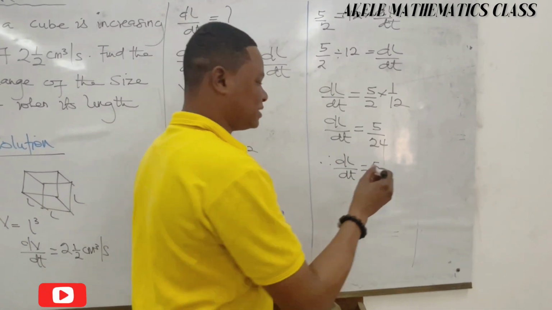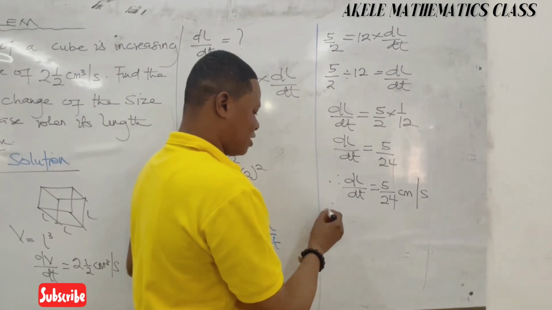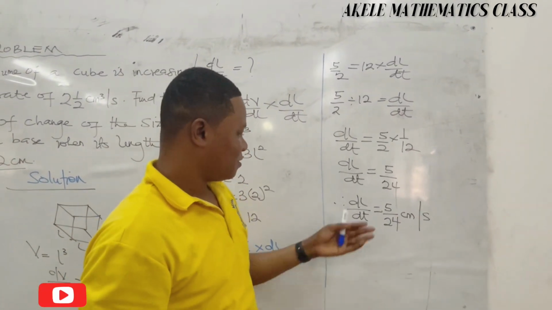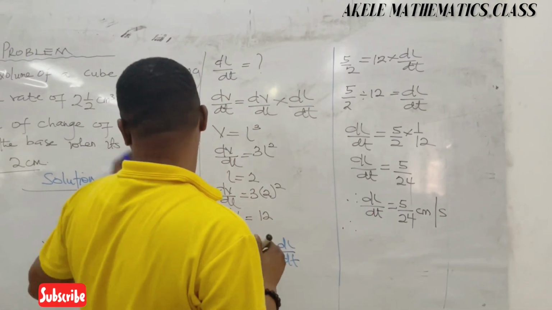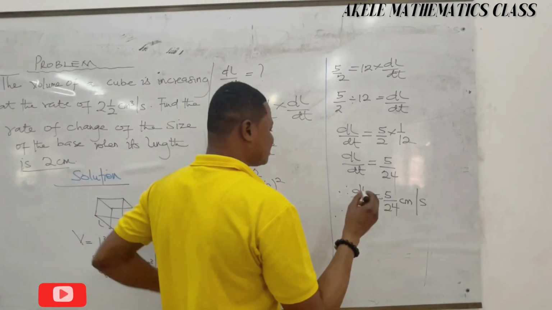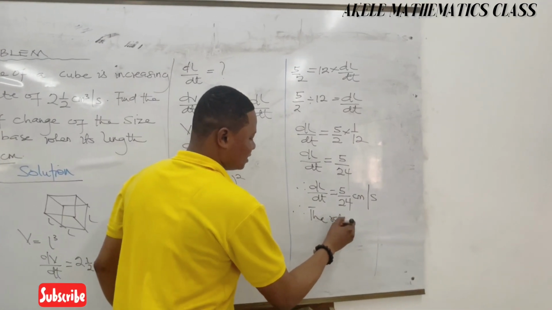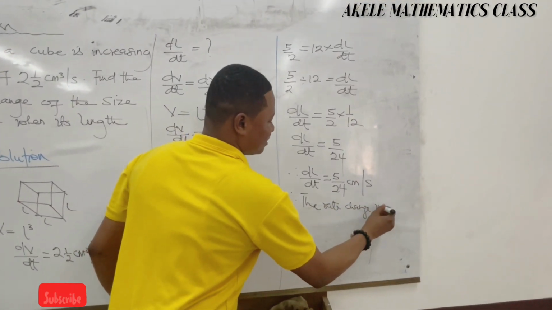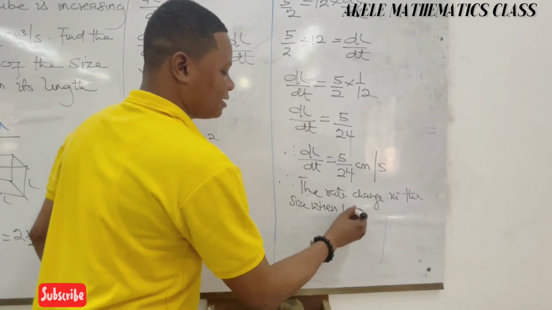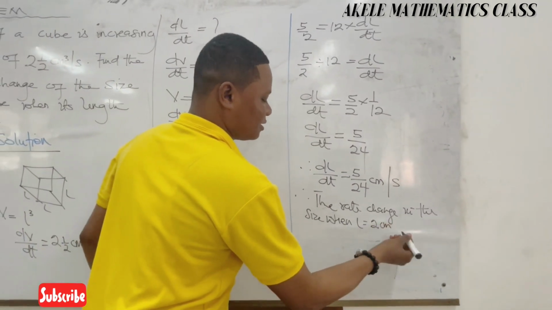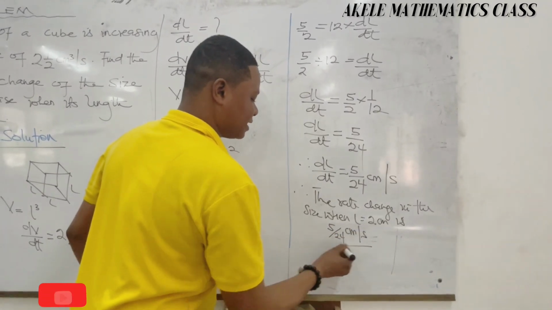The length is measured in centimeters, and the time is measured in seconds. You have to do a conclusion, especially. When you write this, I don't understand what L is and what t is, so you have to tell us that. Therefore, the rate of change of the size of the length when L is 2 is 5 over 24 centimeters per second.